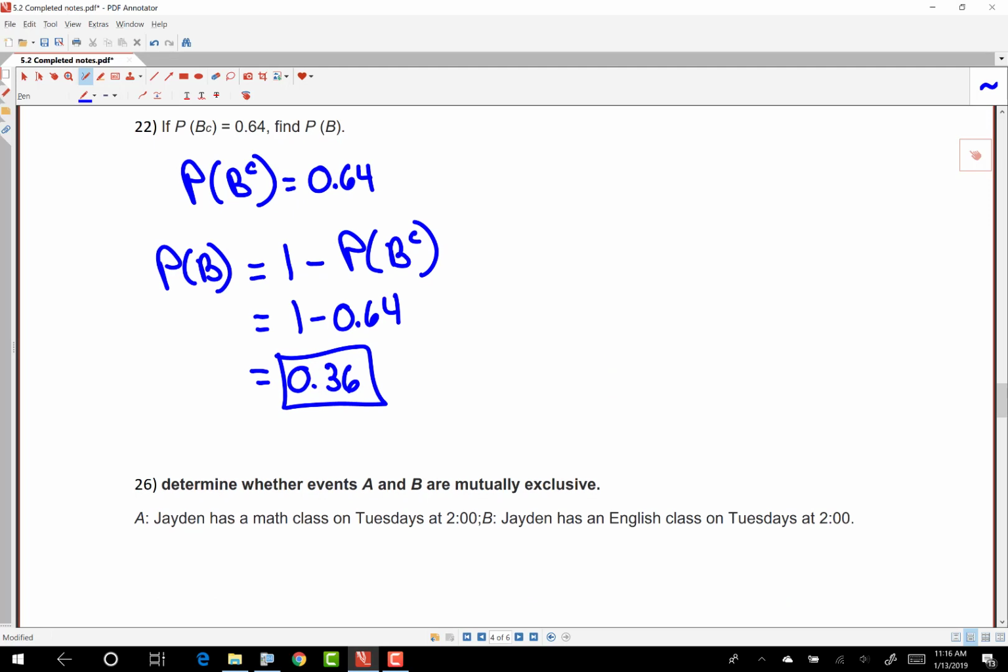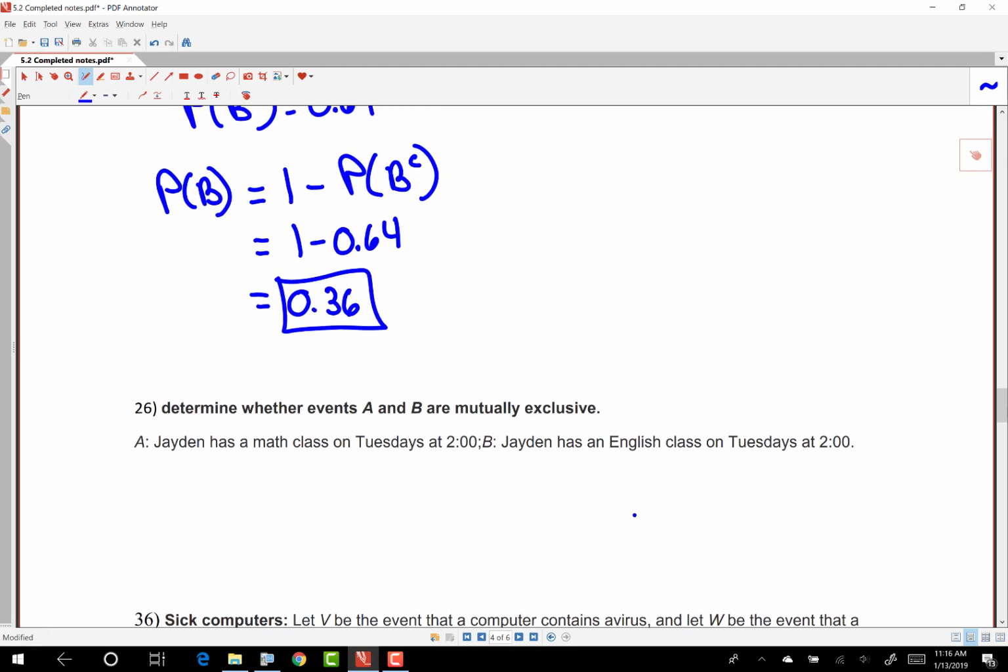Okay, now we're going to look at an example, and we want to decide if they're mutually exclusive. And remember, the determination for mutually exclusive is that they can't happen at the same time. So event A is Jaden has a math class on Tuesdays at 2 o'clock. Event B is Jaden has an English class on Tuesdays at 2 o'clock.